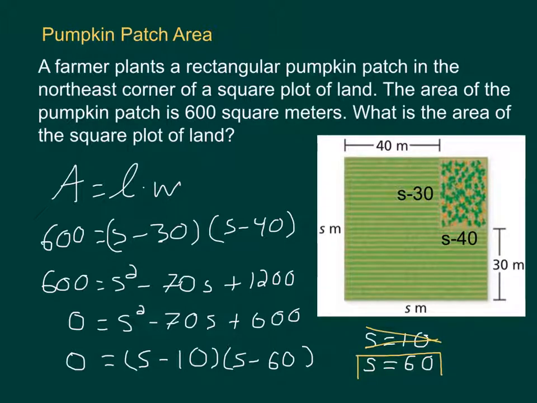But I want to make sure that I answer the question. What is the area of the square plot of land? Well, the area of this plot of land is going to be 60 meters times 60 meters because it's just a square, which has the same properties as a rectangle. The area is length times width, and in this case 60 meters times 60 meters is 3,600 square meters, and that's the area of this plot of land, which we solved by factoring a polynomial.